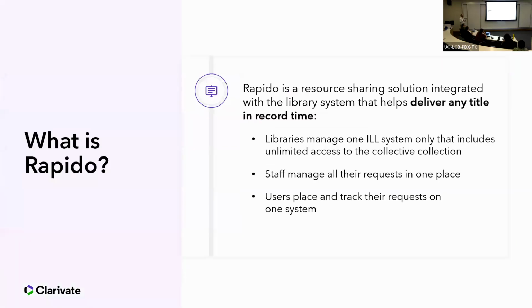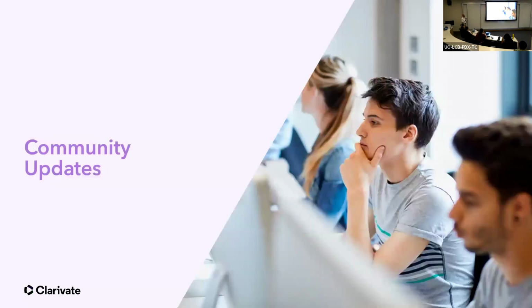So it's a resource sharing system integrated with the LibrariILL that helps deliver materials to your end users. So libraries can use one interlibrary loan system with access to a broad collective collection. Staff then manage all the requests in one place with excellent workflows, and users place and track the requests in one system. So this is Rapido in a nutshell, and we'll talk about a couple of these points during the presentation. But I do want to start first with some community updates.